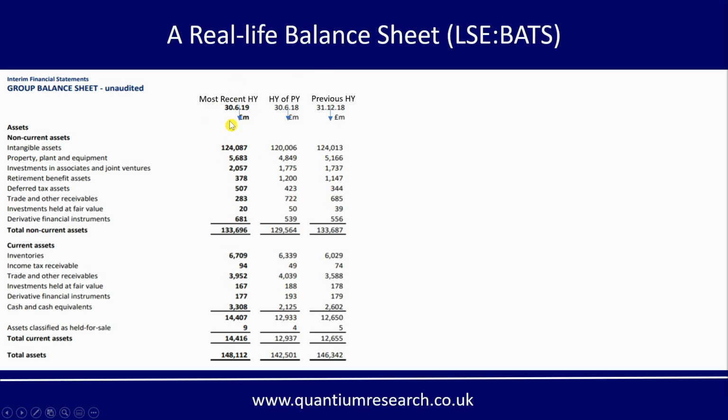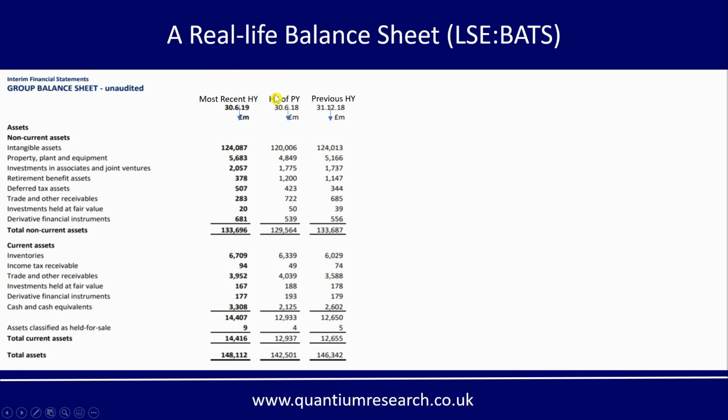On this side that I'm highlighting, we have our most recent half-yearly balance sheet statement. You can see this one ending on the 30th of June 2019, and it's in millions of pounds. So each digit is representative of millions. The first one here is £7 million, and 8 is for 80 million, and so on.